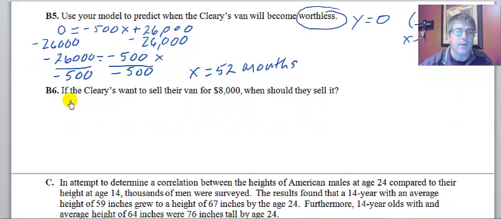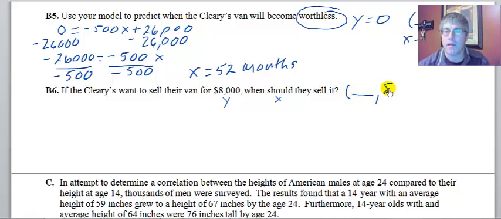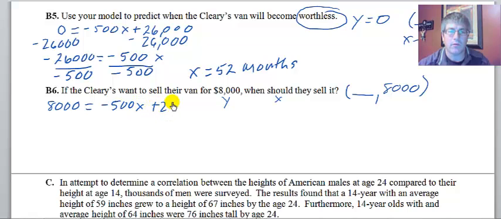That's not good. If the Clearys want to sell their van for $8,000, when should they sell it? So once again, I have a value y. When should we sell it? That is our x. So we're working with the ordered pair something, 8,000. So we have a y value, so we can substitute that into our equation. So now 8,000 equals negative 500x plus 26,000.